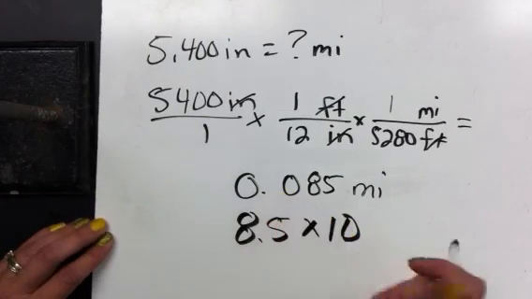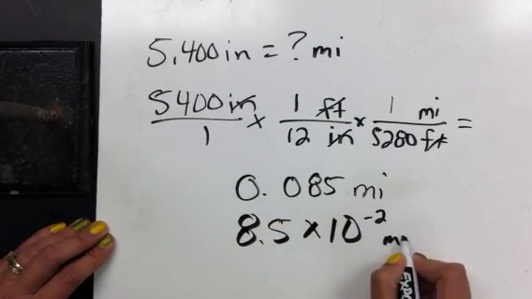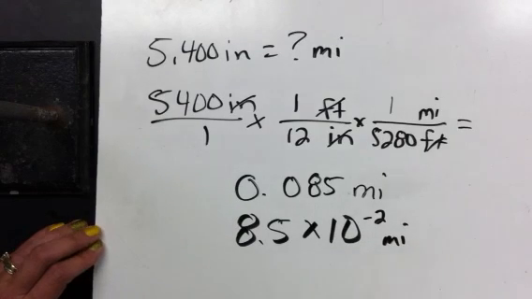So to come back, I'm going to 1, 2, -2 miles. That's your first level 2 dimensional analysis.